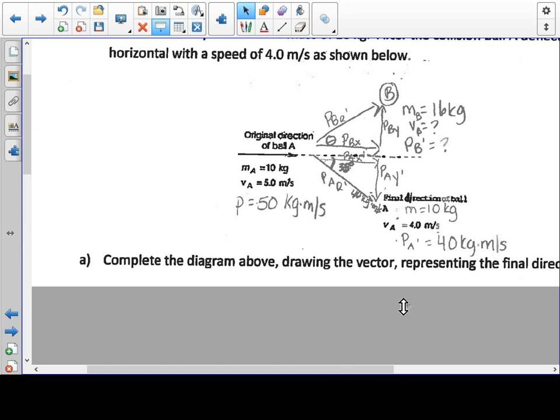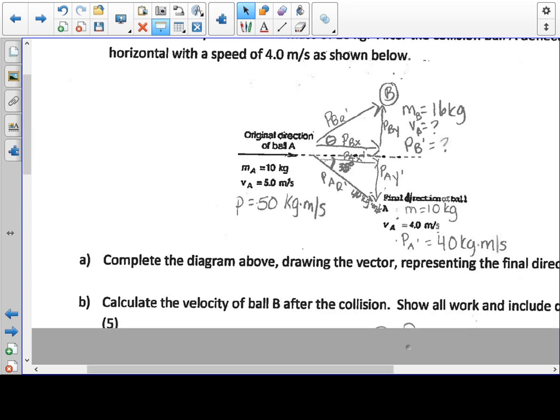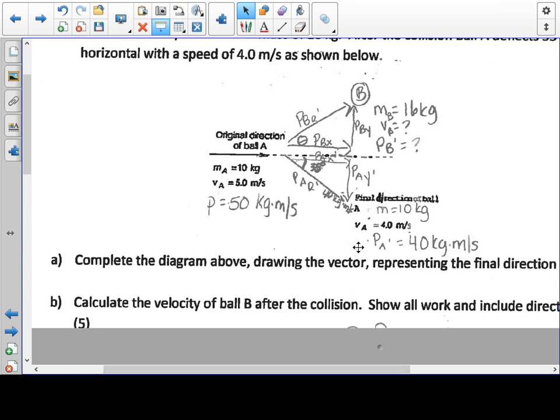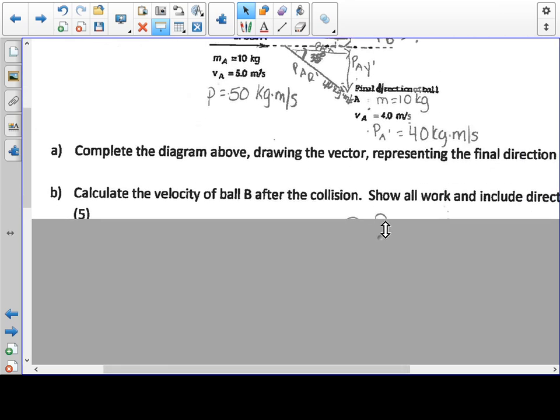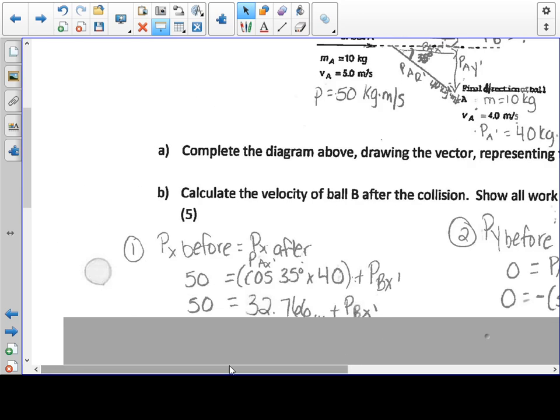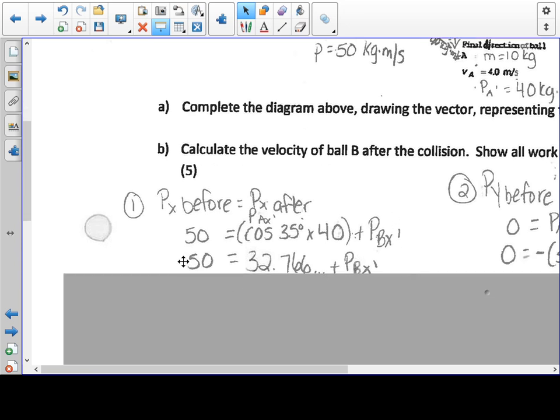And then the second part, the more important part for our purposes, is calculate the velocity of ball B after the collision, show all the work, include the direction, and the units. It is velocity, of course. Therefore, the first thing we need to do is find the amount of momentum in the x direction, and then use that to find the momentum after the collision in the x direction. So before in the x direction and after in the x direction.